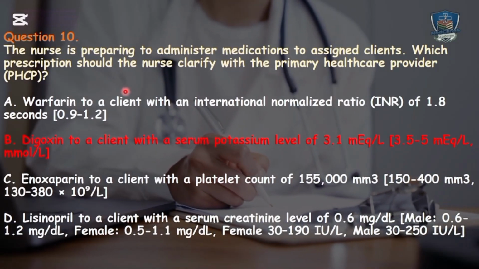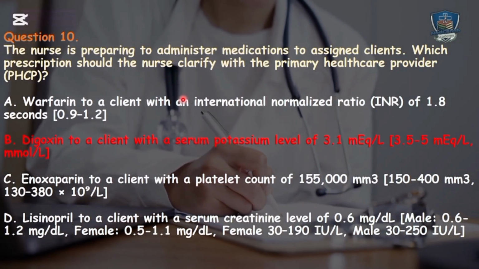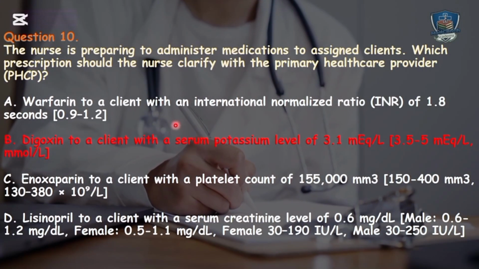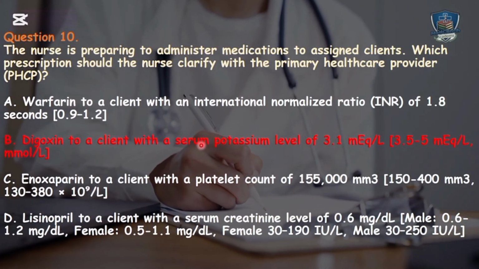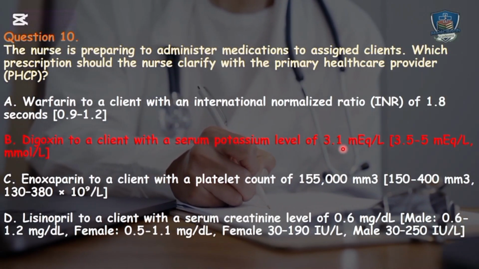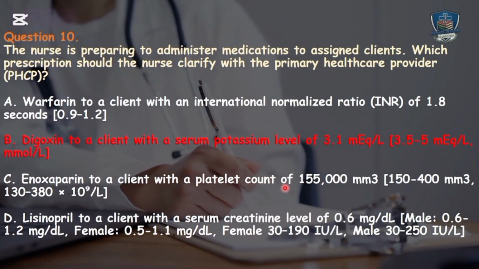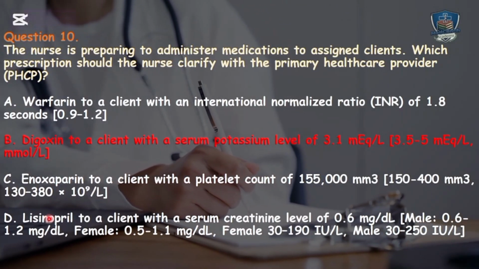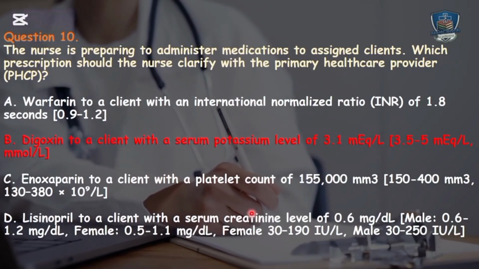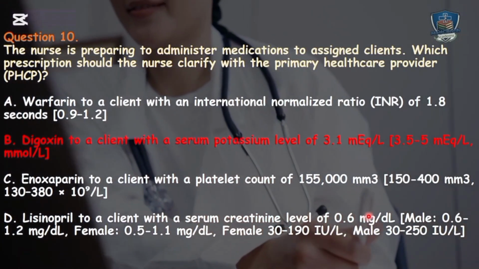A, warfarin to a client with an INR of 1.8. Choice B, digoxin to a client with a serum potassium level of 3.1. Choice C, enoxaparin to a client with a platelet count of 155. Choice D, lisinopril to a client with a serum creatinine level of 0.6 milligram per dL.